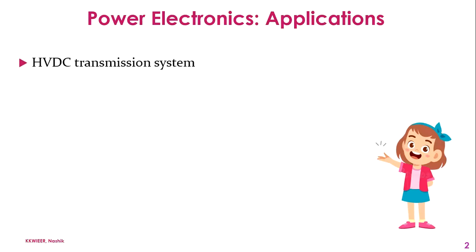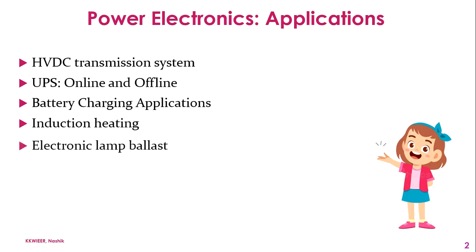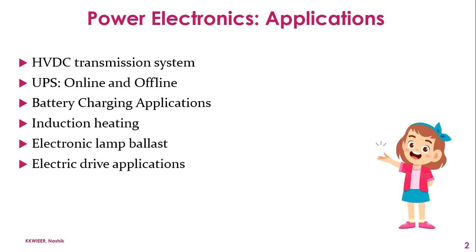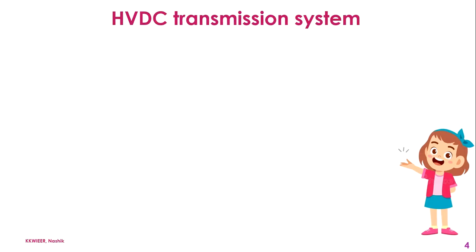So here they are listed: HVDC transmission system, then UPS online as well as offline, battery charging applications, induction heating, electronic lamp ballast, electric drive applications, etc. So in this video we are going to learn HVDC, that is, the high voltage DC transmission system.